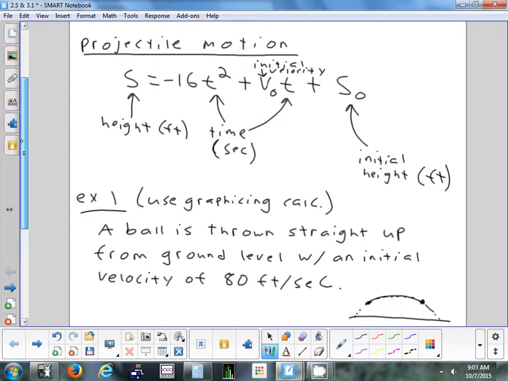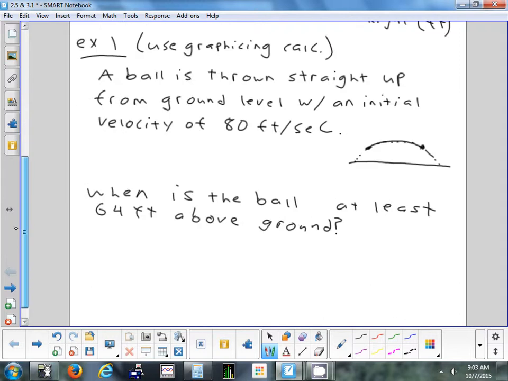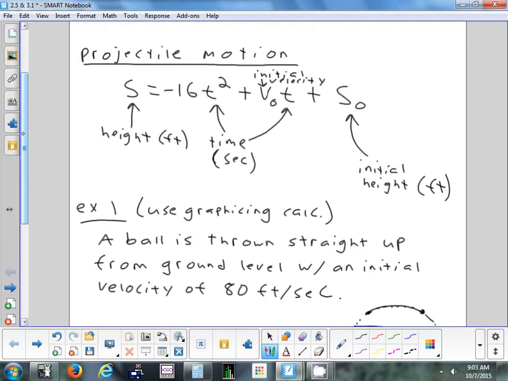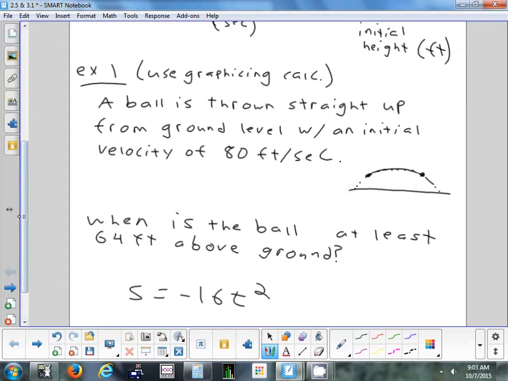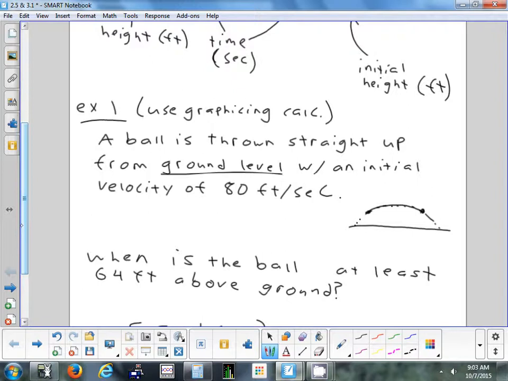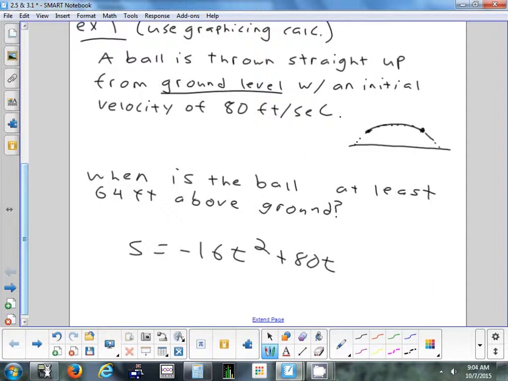I want to fill everything this problem is giving me into that equation. So my height equals negative 16t squared plus my initial velocity. How fast is the ball thrown here? 80 feet per second. And what's the initial height? 0. Initial height is 0, so in this problem, I don't need that. Let's just graph that.